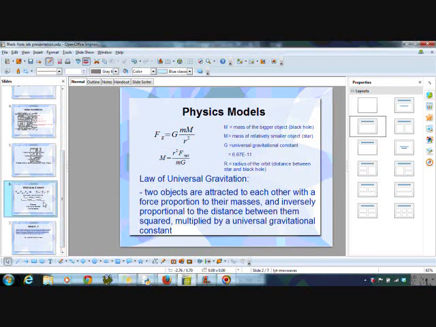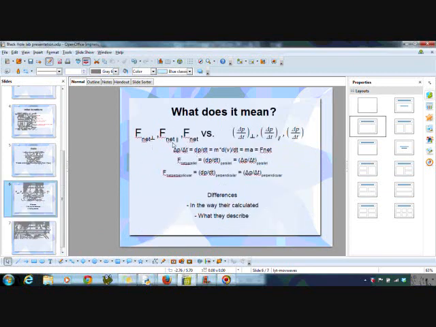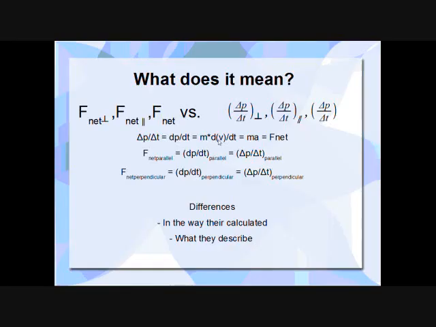Now on to the questions. Although F net and its parallel and perpendicular components numerically equal dp dt and its parallel and perpendicular components, as shown in the equations below, they are different in how they are derived.